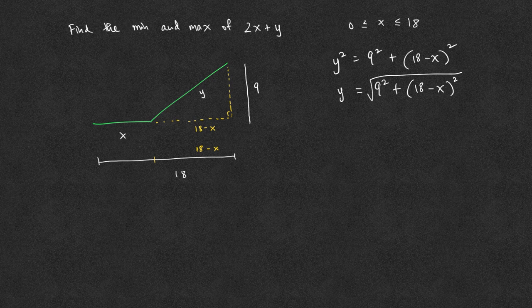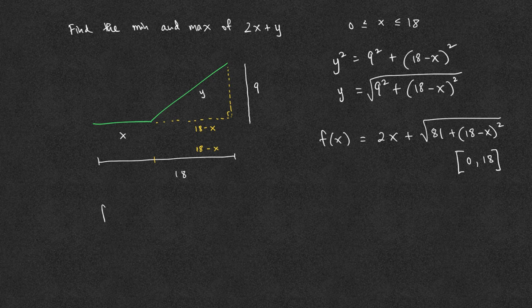It remains to find the minimum and the maximum of the function f of x equal to 2x plus the square root of 81 plus (18 minus x) squared on the closed interval 0, 18. This is a continuous function on a closed interval. The extreme value theorem guarantees that there will be an absolute minimum and an absolute maximum if we check the critical numbers and the endpoints. The endpoints are 0 and 18, so we will need to find the derivative to find the critical numbers.